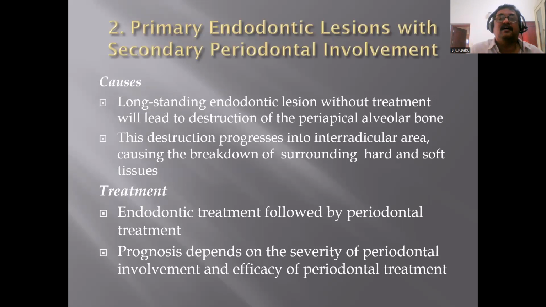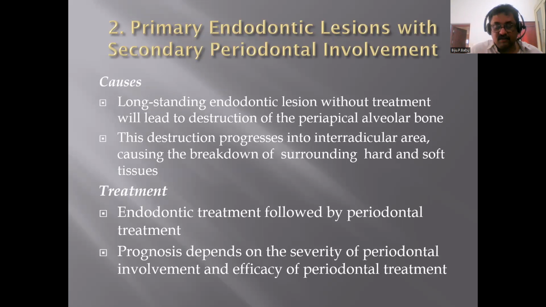Now, the second condition is primary endodontic lesion with secondary periodontal involvement. Here, a long-standing endodontic lesion, if it's not treated, will lead to destruction of the periapical alveolar bone. This destruction progresses into the interradicular area, creating a breakdown of the surrounding hard and soft tissue.